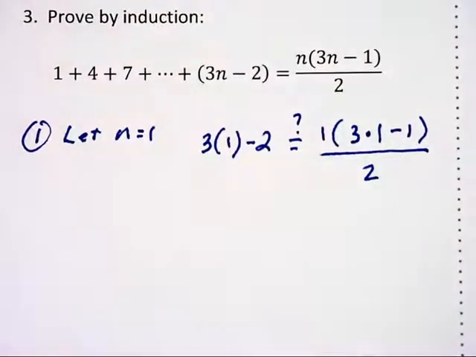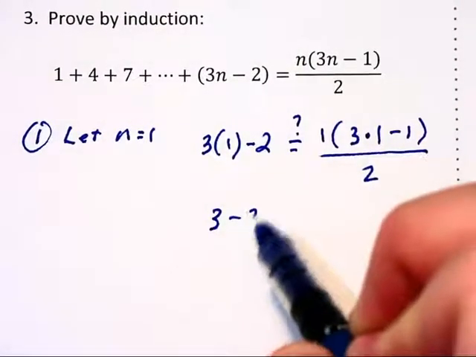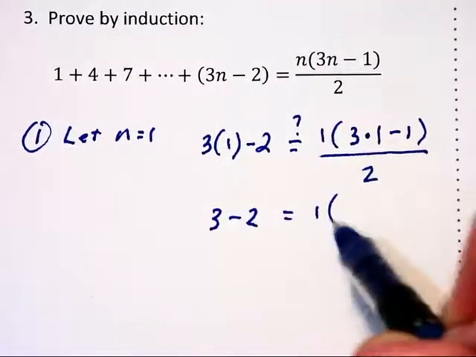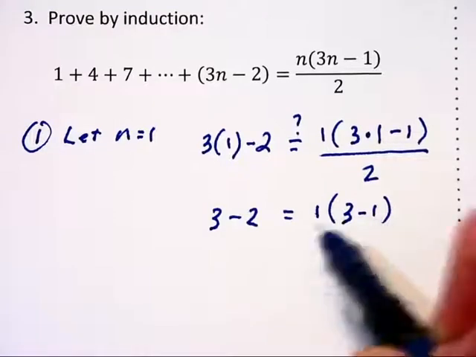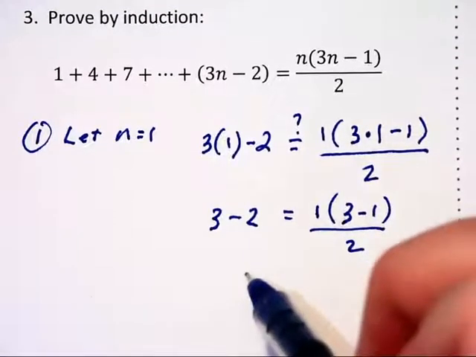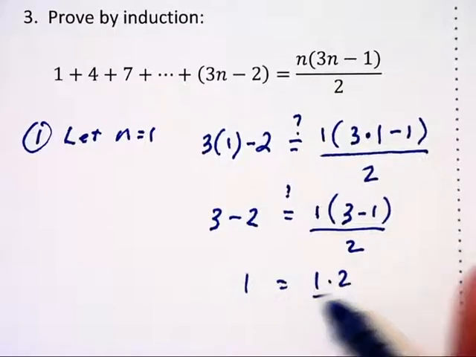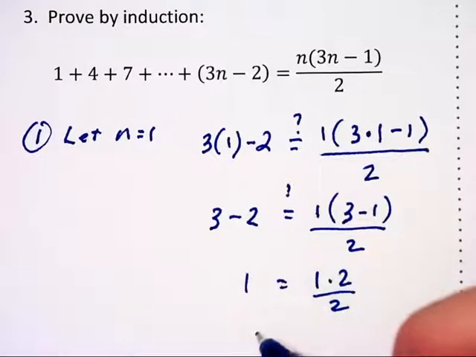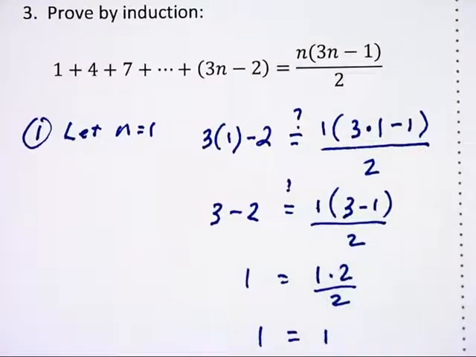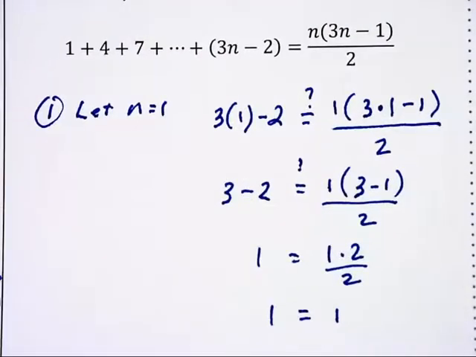The left side is 3 minus 2. The right side is 1 times (3 minus 1) over 2. Left side is 1. We have 1 times 2 over 2. So 1 equals 1, and this is a true statement.